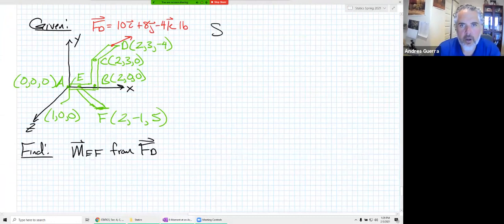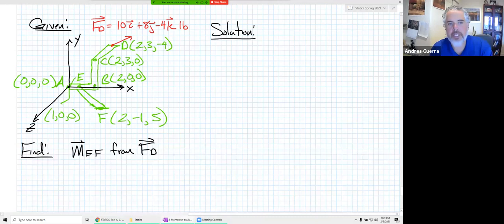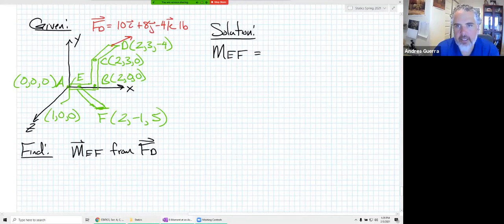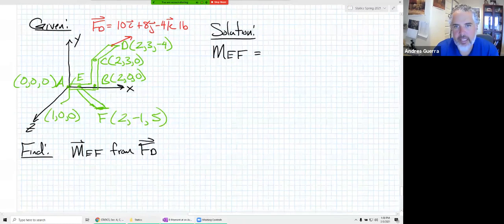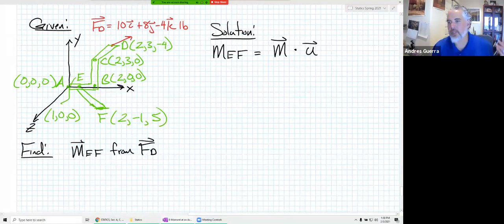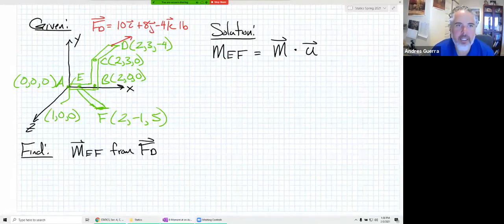So for our solution, we go back to the procedure that we wrote down. We know that we can find the moment about E to F is going to be, right? It's the moment about any point on that, right? So it's going to be the moment vector dotted with a unit vector. We know that's our starting equation, right? It's a moment vector dotted with a unit vector.